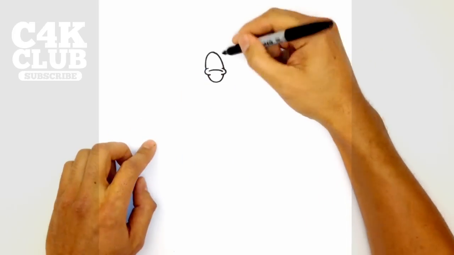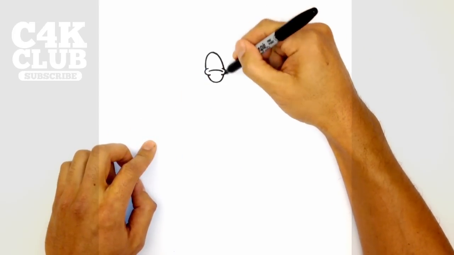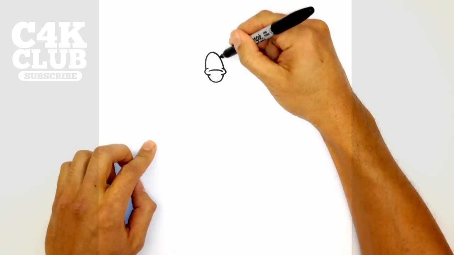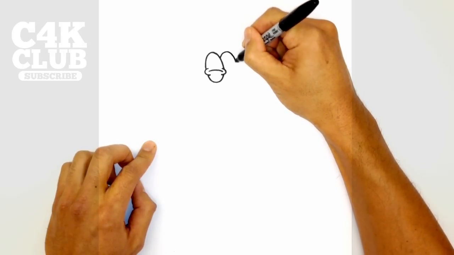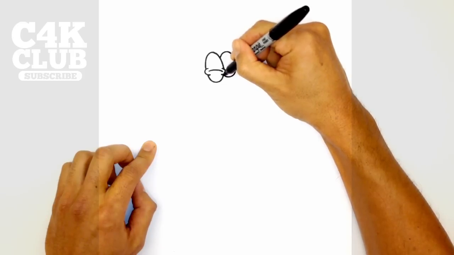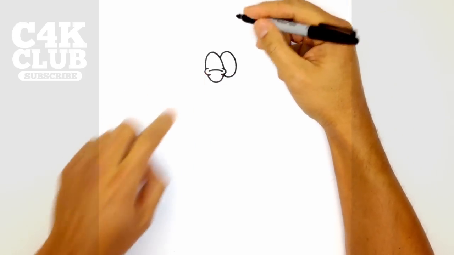Let's draw the right eye. So we're going to draw a little oval tucked in behind this side of the eye. Starting from the top here, we're going to curve up, come down, and then pull this in behind the front eye.